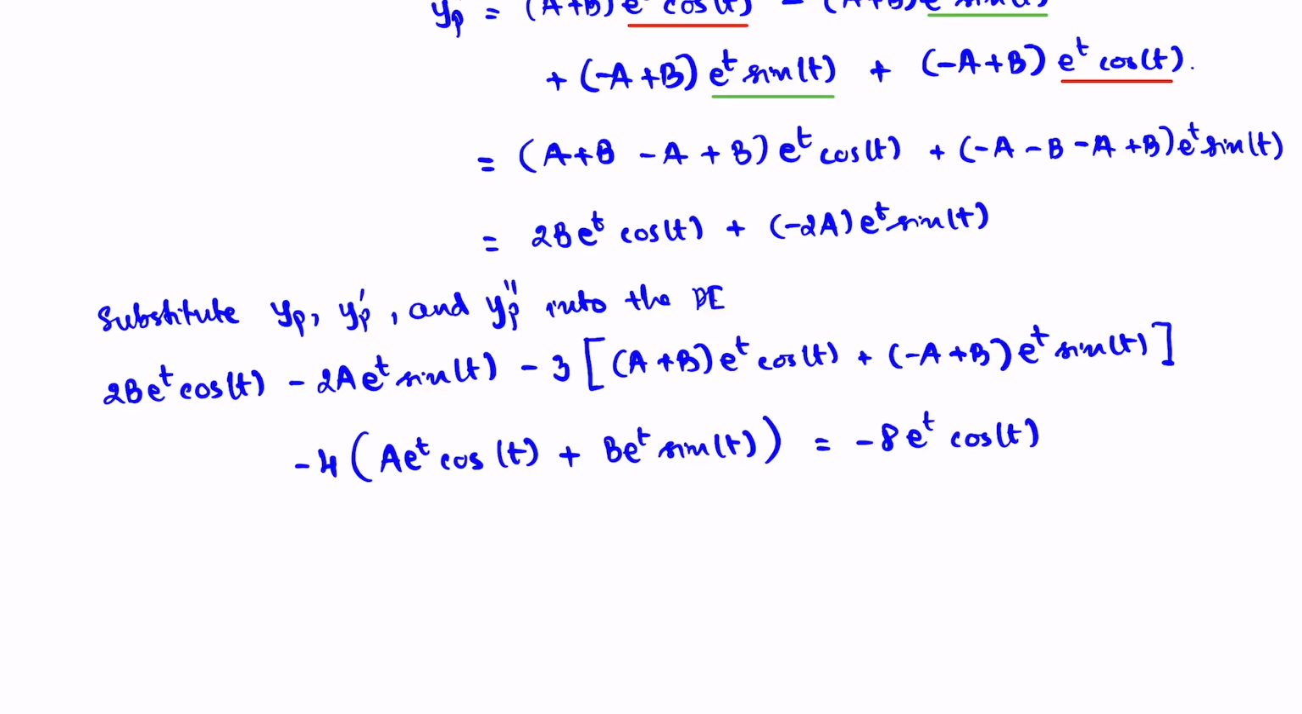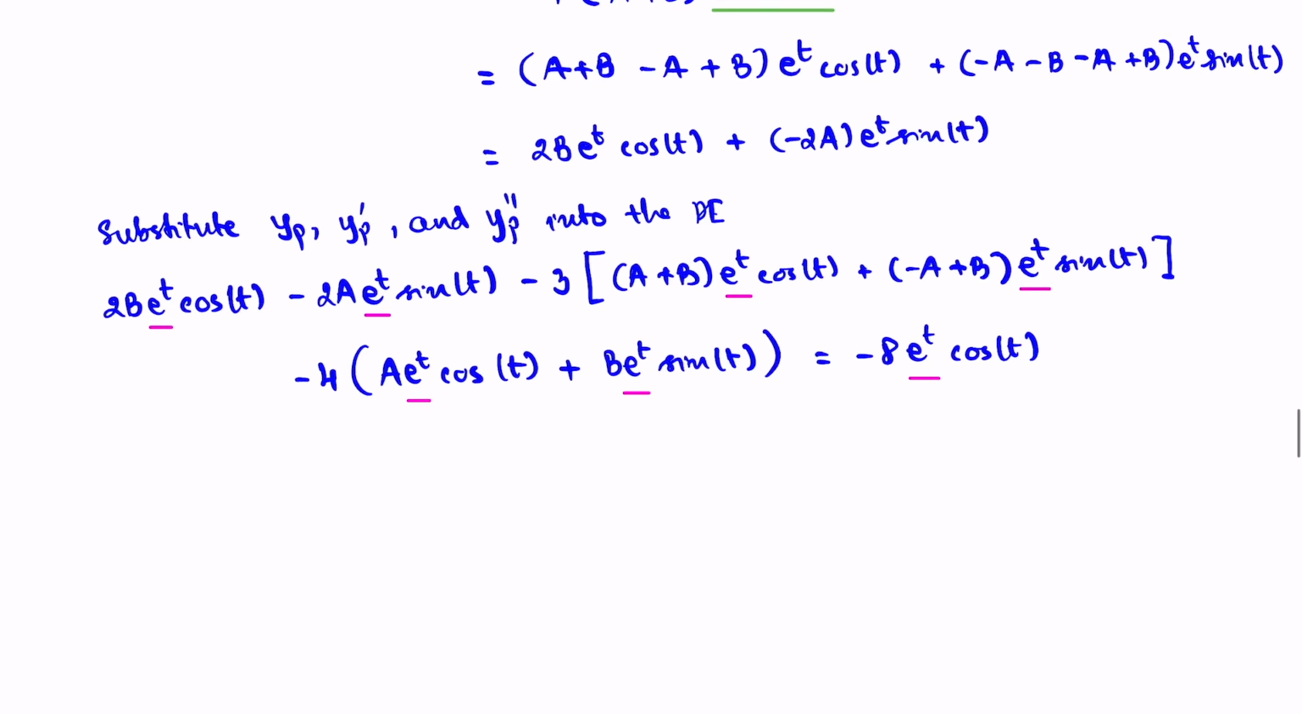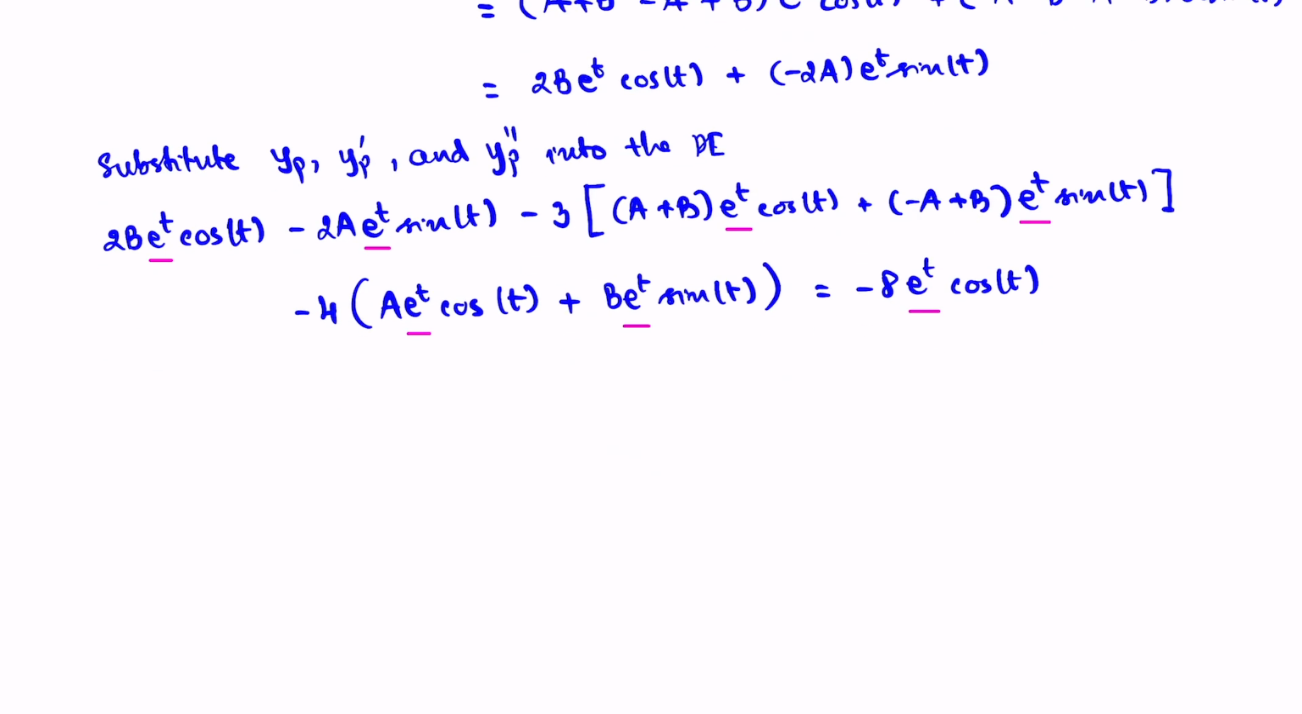Okay. Of course, we're going to distribute, combine like terms, and try to simplify the left hand side as much as we can. But the first thing you notice is that every term in the equation has e to the t. So here you have e to the t, you have e to the t here, e to the t here, and e to the t. And therefore, what you can do is divide both sides by e to the t, get rid of that, and simplify the problem even further. So I'm going to divide both sides by e to the t. I'm left with 2b times cosine of t minus 2a times sine of t.